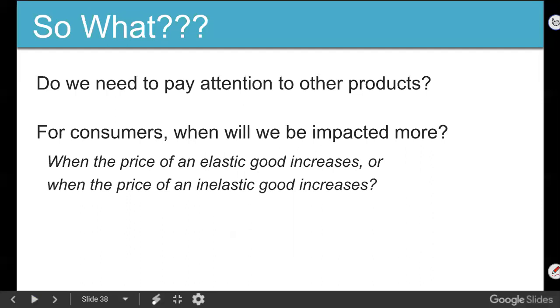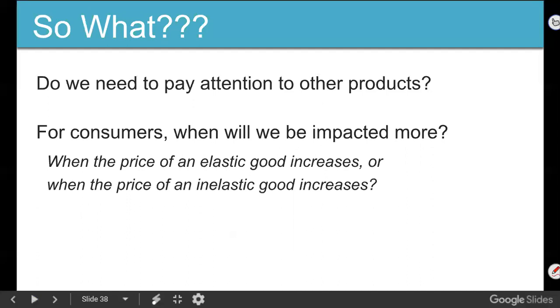So if I'm trying to sell Miller Lite and Bud Light lowers its price, everybody's going to be drinking Bud Light. Nobody's going to be drinking my Miller Lite. So what do I have to do? I have to adjust. If I'm Coke, I need to pay attention to Pepsi very, very much. If I'm Pepsi, I really have to pay attention to Coke. If I'm Pepsi, do I have to pay attention to Minute Maid orange juice?